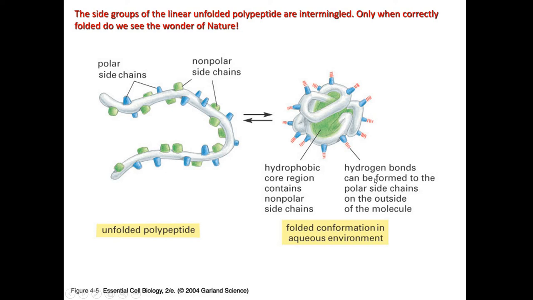On the right hand side you can see the hydrophobic core region contains non-polar side chains that are inside the protein. They do not face the water or aqueous environment. Within the aqueous environment, all the hydrophobic chains face towards the core region. Hydrogen bonds can be formed to the polar side chains on the outside of the molecule. So hydrogen bonds play an important role within the aqueous environment. In the body we have the aqueous environment, so that's why it is responsible for the formation of the folded structure.